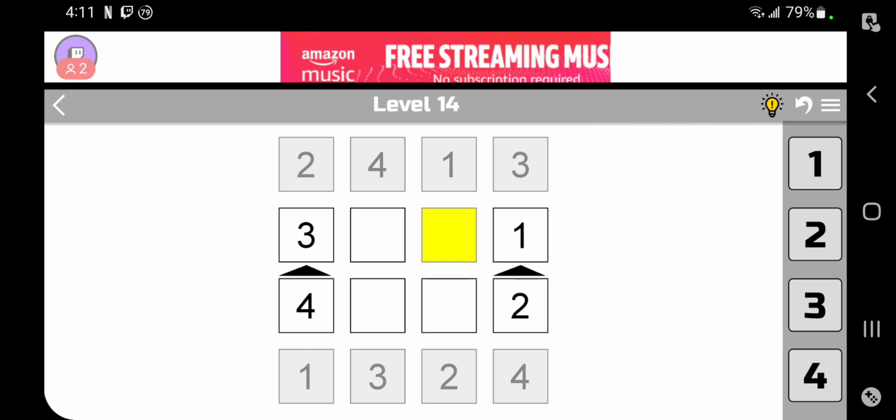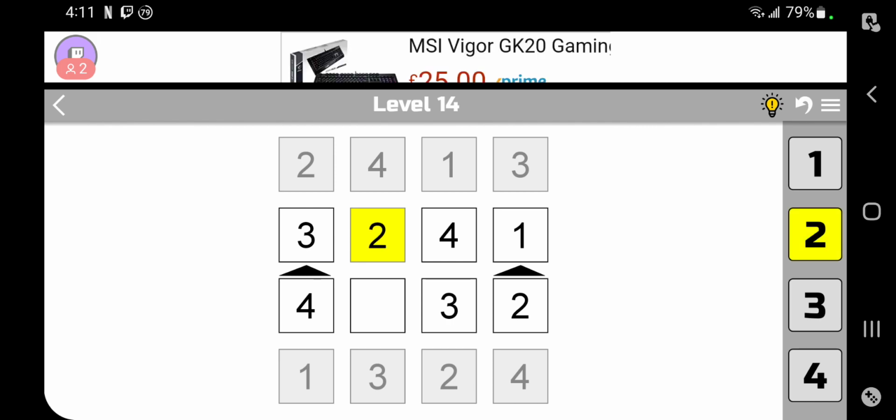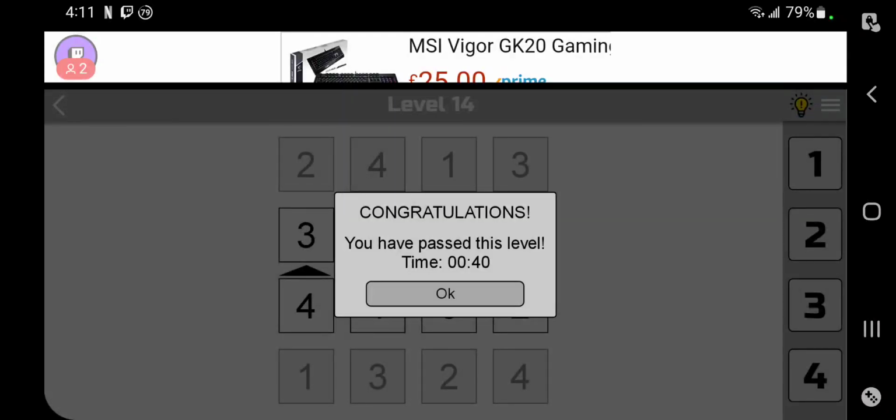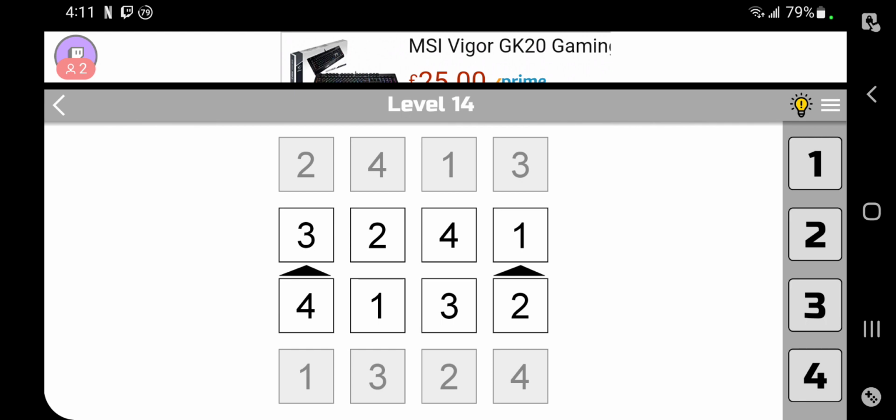Now let's have a look at this column here. We've got a 3 and a 4 to fill in. Well, the 3 can't be there because we've already got a 3 in the row, therefore there. And then what are we missing from the rows? The 2 and the 1. Done. Let's have a look at level 15.